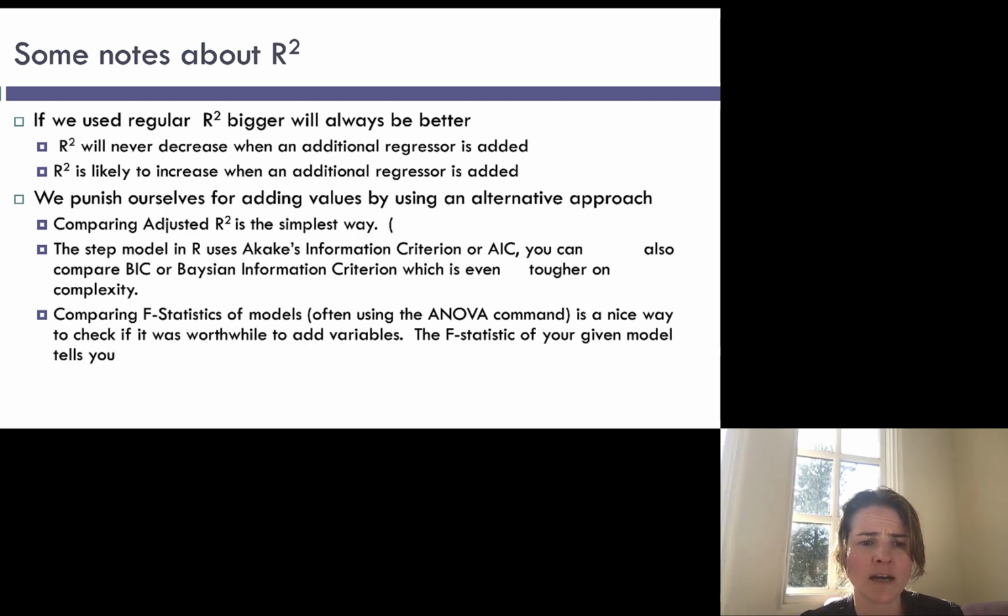And you can also compare the Bayesian information criterion, which is even tougher on complexity. So the more variables you add, the more interaction terms, the more it punishes you.